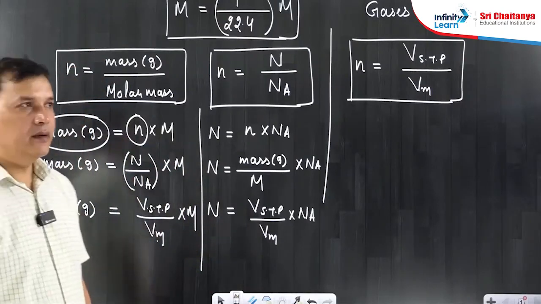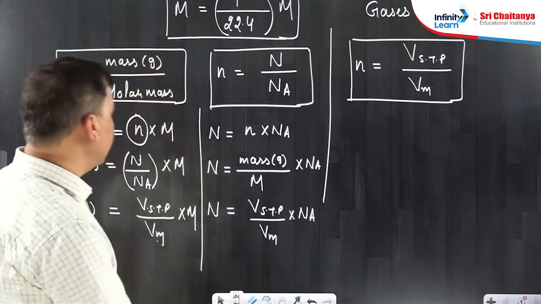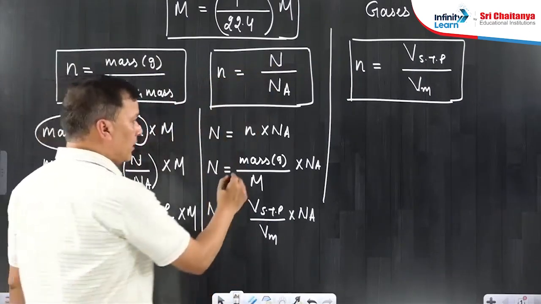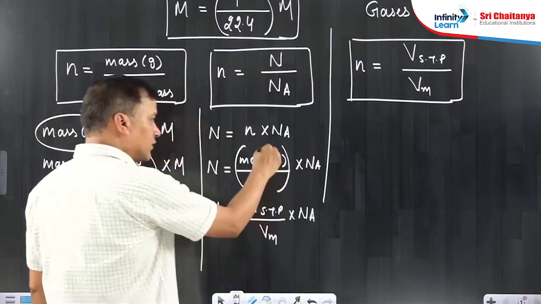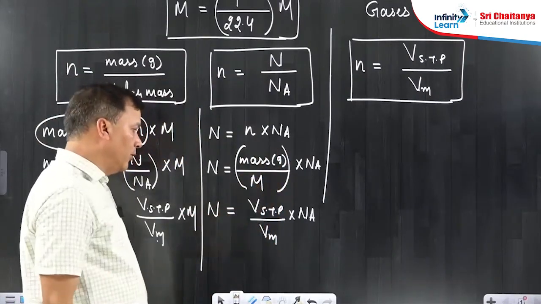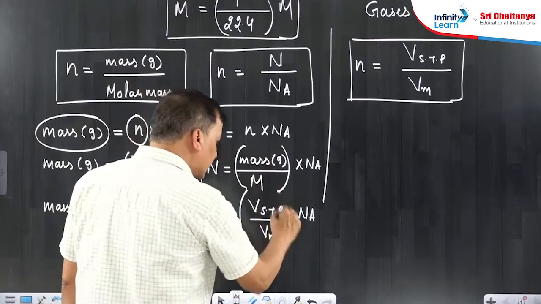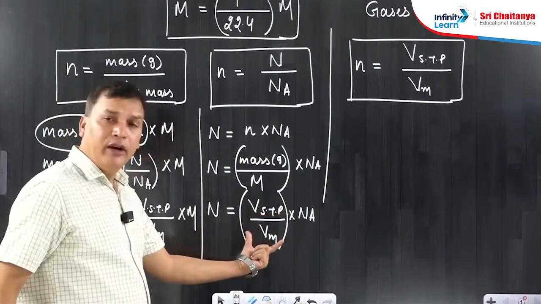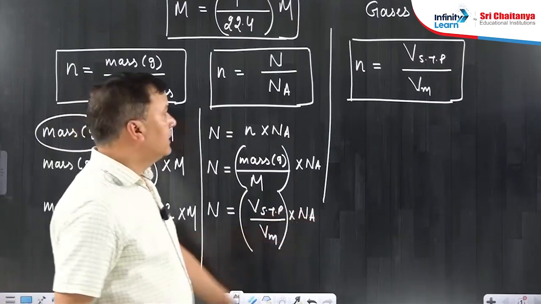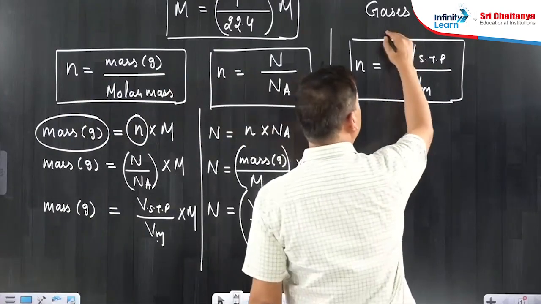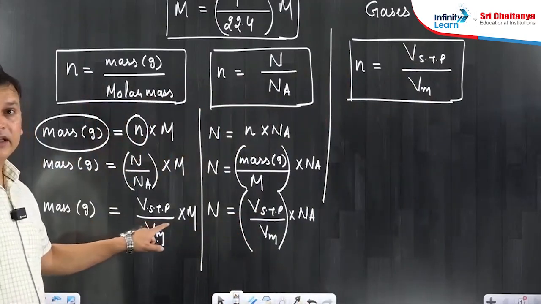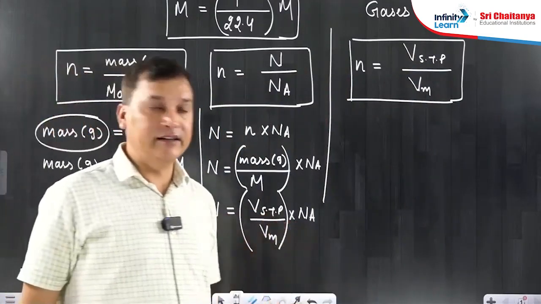Look at the first formula, what we are calculating. We are calculating mass, and in the second formula we are calculating number of particles. Means if we are given with mass, first of all we have to convert into number of moles. If we are given with volume, we have to convert into number of moles. But this is applicable for gases. Wherever we are using volume, that is applicable only for gases.